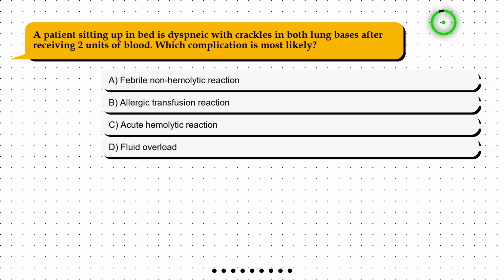Question 4. A patient sitting up in bed is dyspneic with crackles in both lung bases after receiving 2 units of blood. Which complication is most likely? Option A. Febrile non-hemolytic reaction. Option B. Allergic transfusion reaction. Option C. Acute hemolytic reaction. Option D. Fluid overload.